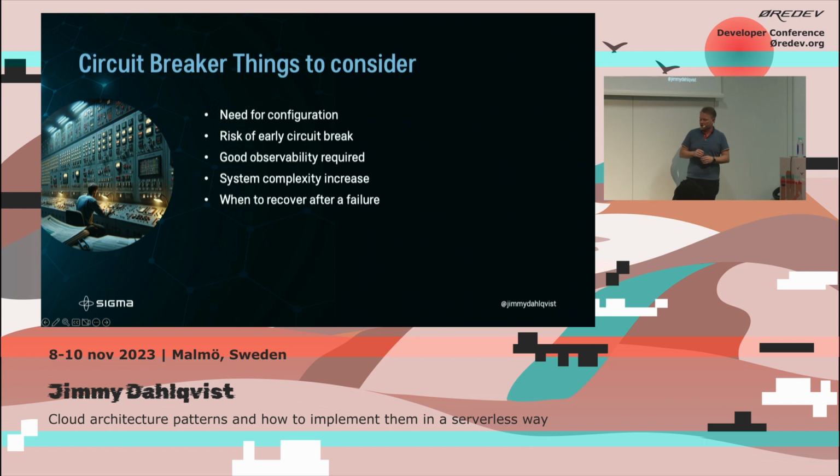some things to consider, of course, is the need for configuration. And there is always a risk for early circuit breaking. So should we break the circuit just because we have one failure? Or do we need to wait for like 10, 15 failures before we break the circuit? There's an absolute requirement to have good observability so we understand the health of our components in the system. System complexity grows since we wrap things. And we need to decide when and how to recover from a failure.